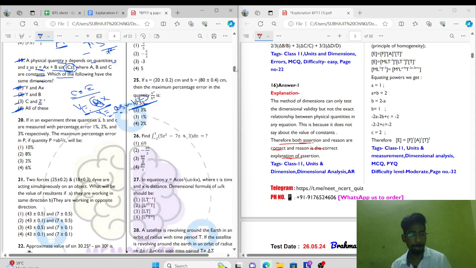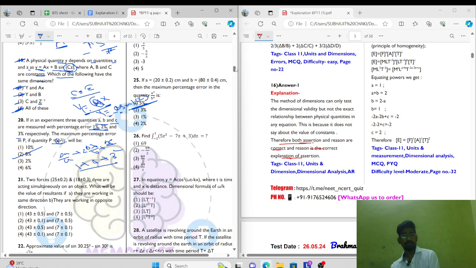Question number 20. In an experiment, A, B, C are given. The error in this is this. Calculate the error in this. How to calculate this? For del A by A, this will become 2 because the square is there. So 2 del B by B, then del C by C. This will become 1. 2 2s are 4 plus 3. It will become 8%. That means option number 2 is the correct one. Basic, right? You have to add it only.